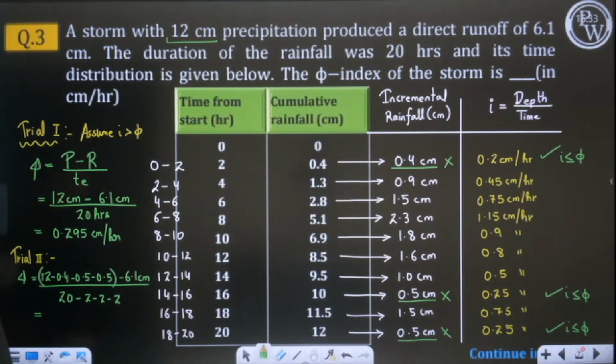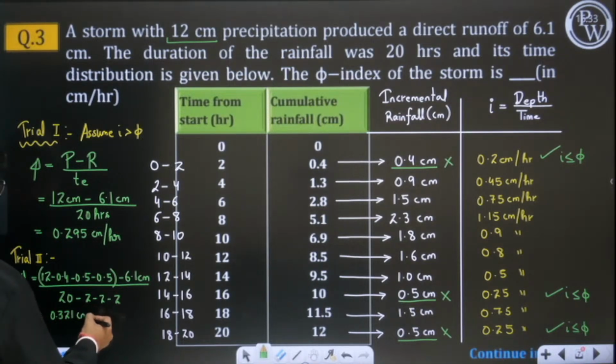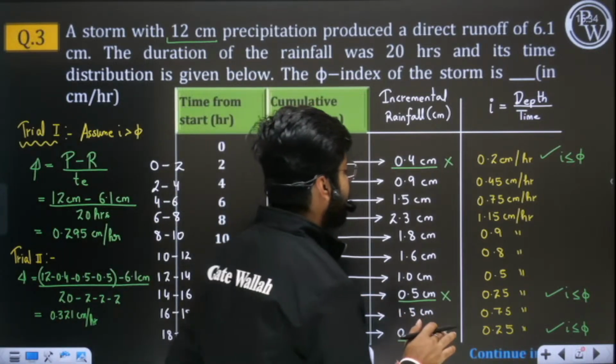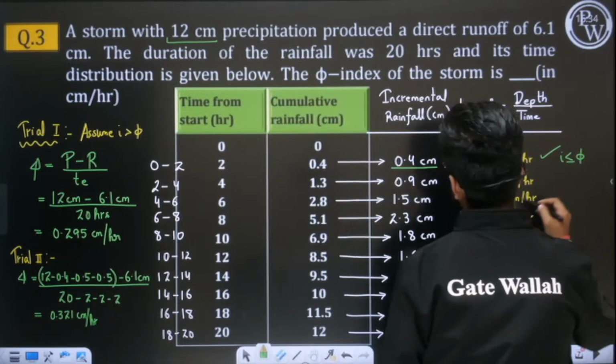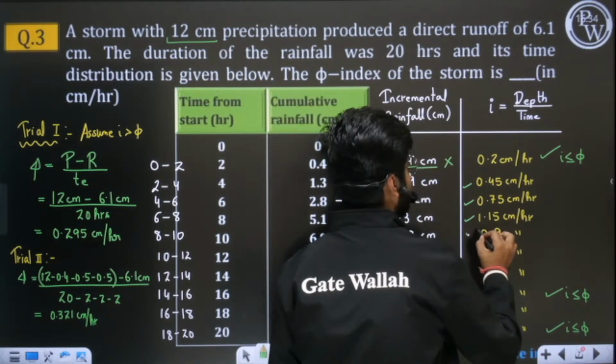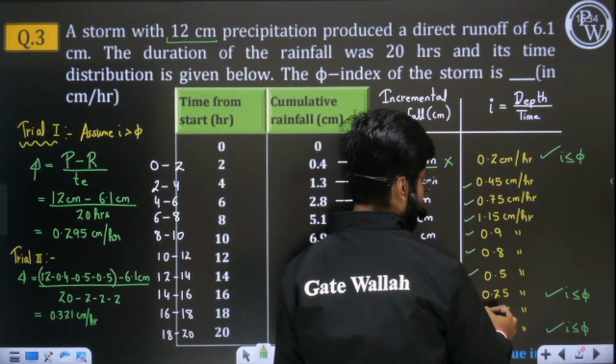We are getting this as 0.321 centimeter per hour. Now check that if this phi index is less than all other remaining intensity of rainfall. So yes, 0.321 is less than this one. Okay, it is less than this one also, less than this, less than this, and less than this.